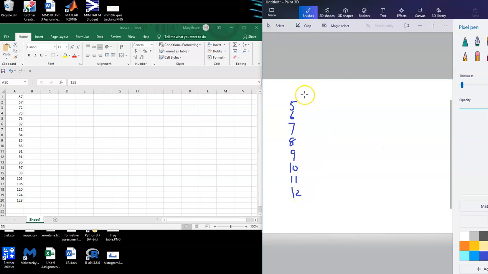Excel does not do its own stem plot. That's why I'm drawing this by hand. It's not great looking, but it's enough to help you figure out what the answer is, because you're going to be matching it to the correct multiple choice. It's a multiple choice question, and you'll be picking the correct choice that matches your stem and leaf plot.